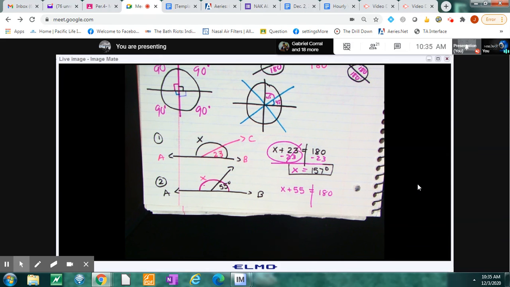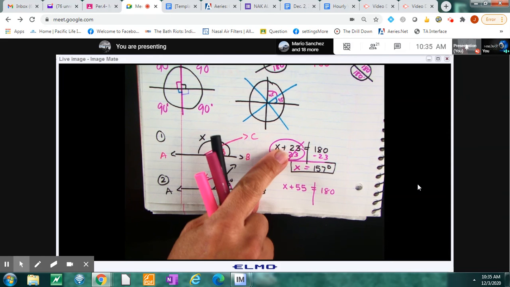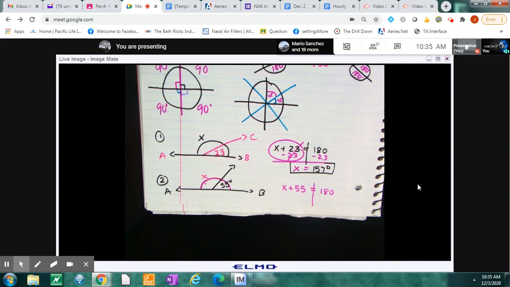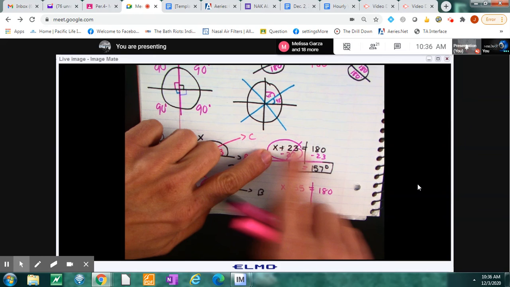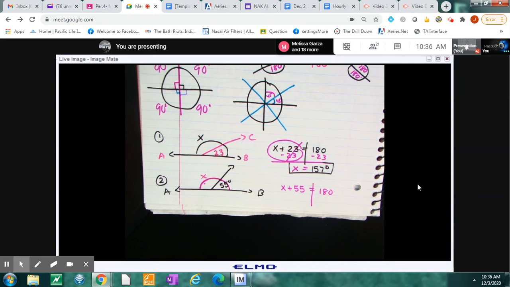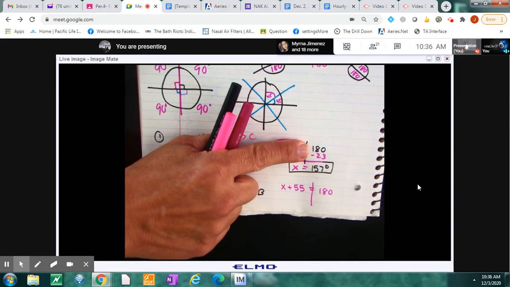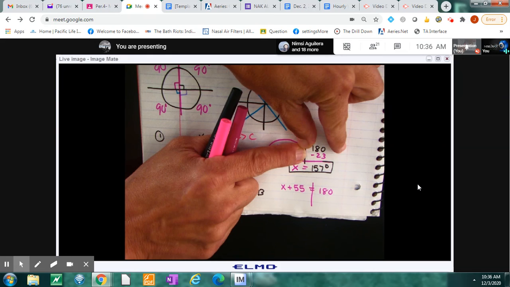Mario Sanchez, what do I do if I have X plus 55 equals 180? Mister, can't you just subtract 55 from 180? You're right, but algebraically, make sure you understand the format, because there might be a test that says, which one is the correct equation? They might give you this and say, which one's the correct equation? You know what I mean? Your mind's thinking, hey, can I just do that? You're doing this part already, right? This part right here.